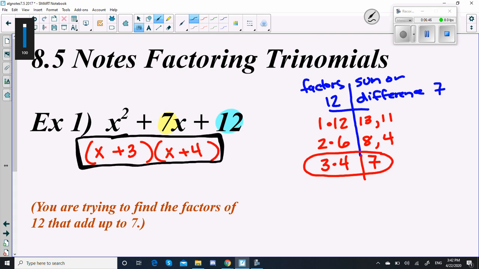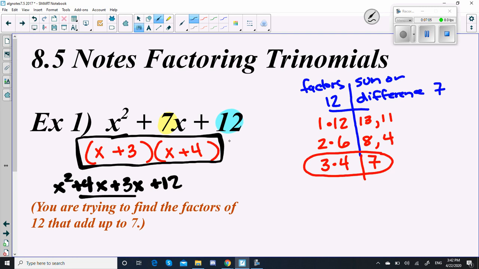So x times x is x squared. x times positive 4 is plus 4x. 3 times x is 3x. And 3 times 4 is positive 12. Well, if you add those together, you got the same thing that you started with. So you know it's correct. So on your quiz on Friday, when you factor it, and that's what this is called right here, factoring, you can factor it and then check it with FOIL if you so choose.